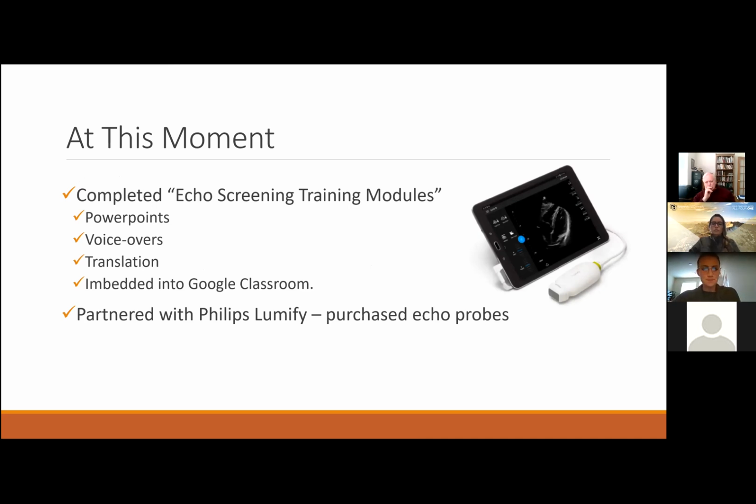At this moment, we've been able to complete our training modules, our PowerPoints, voiceovers, translation, and embedment into the Google Classroom. We've been able to partner with Philips Lumify and get about 6 echo probes, which can be plugged into, I think, both iPhone and Android devices.